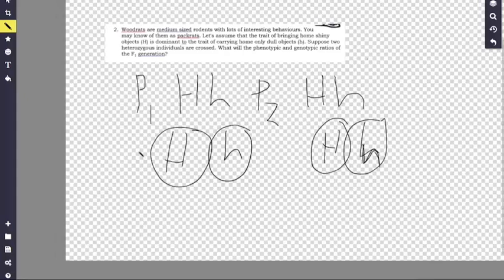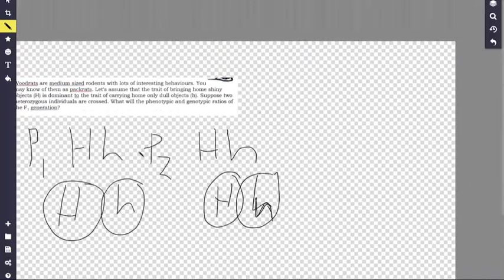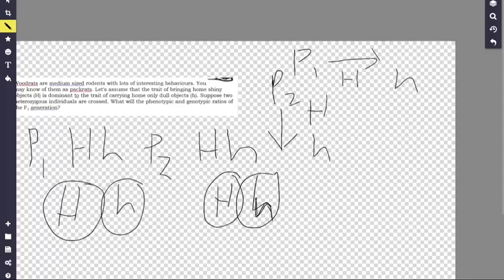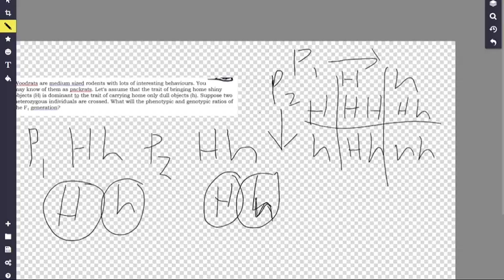So anyways, let's do a Punnett square. So P1, remember, it goes here. And P2, remember, it goes here. Or you can do P2 up there, but it doesn't matter. So big H, small h, big H, small h. Now we cross. So big H, big H, big H, small h, big H, small h, small h, small h.